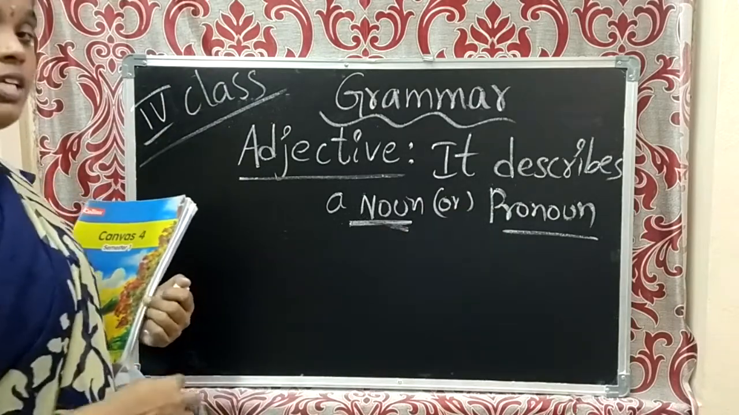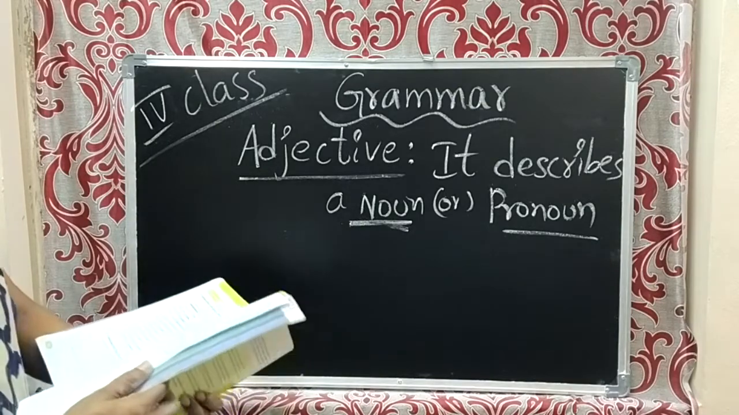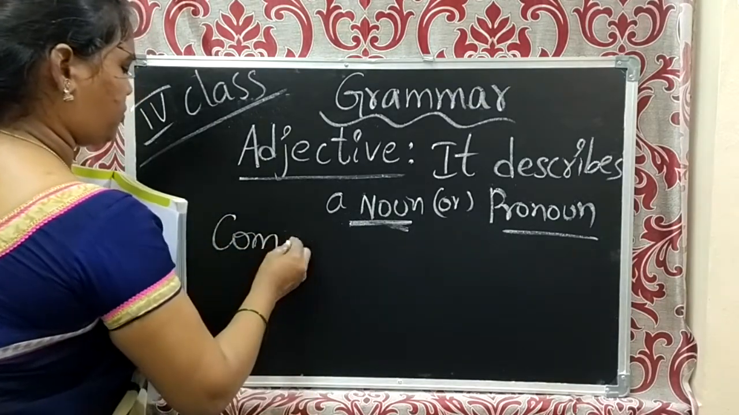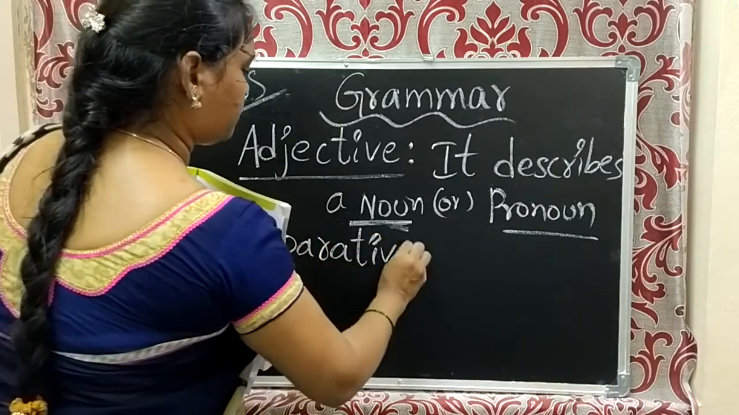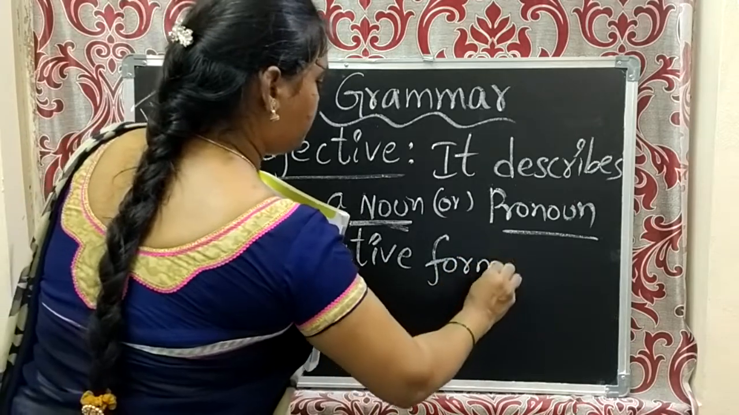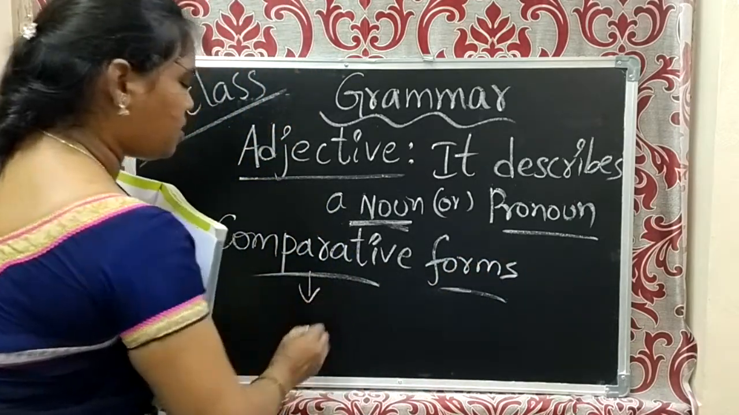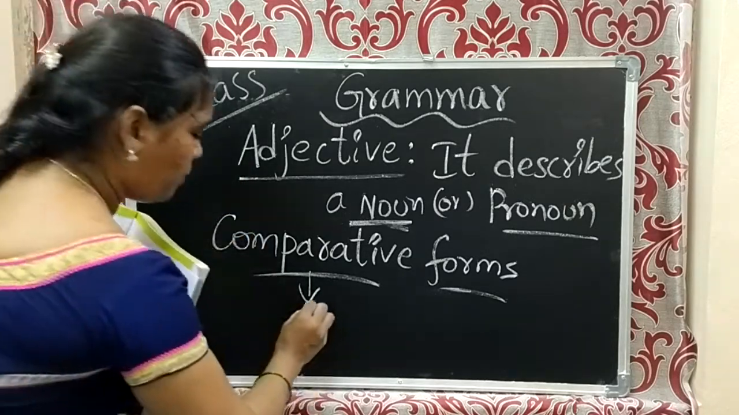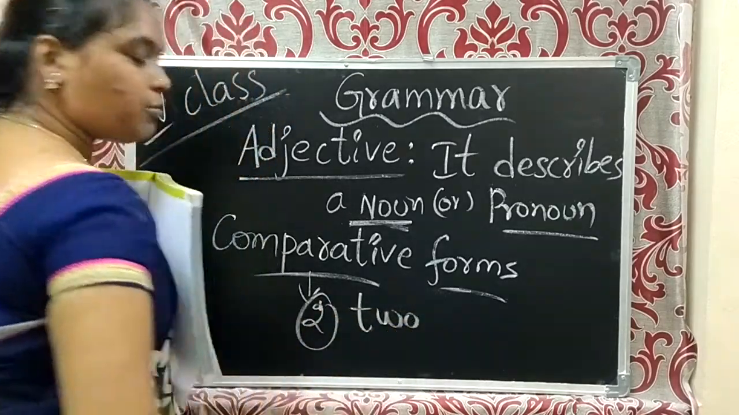So here, what is our grammatical part? Comparative forms. So what is meant by comparative? Comparison means we compare. Okay, here two things are there. How many things are there? Two things are there.